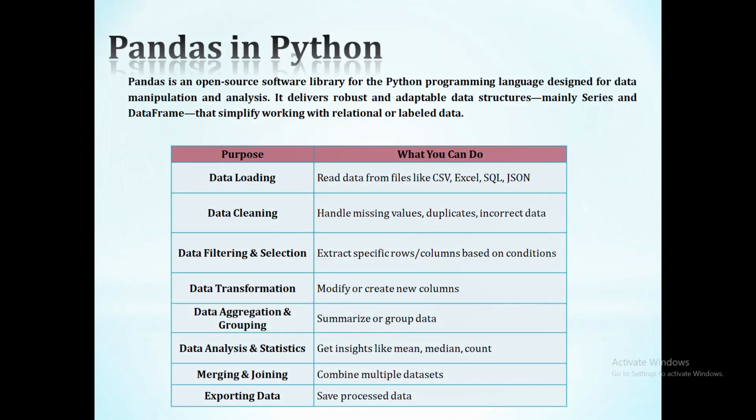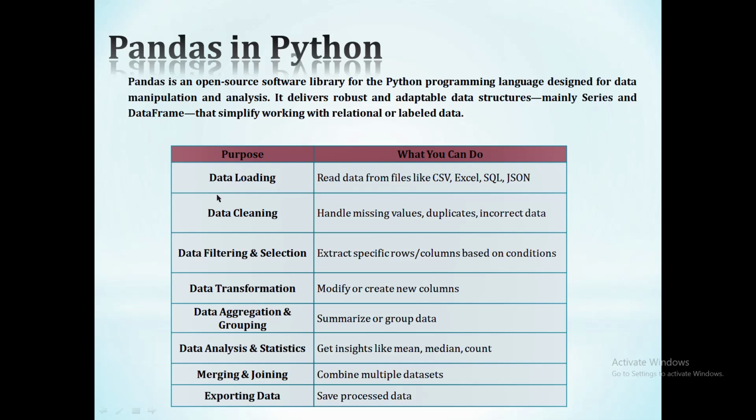So Pandas is an open source Python library providing high performance data manipulation and analysis tools using its powerful data structures. It is readily available. It delivers robust and adaptable data structures, mainly series and data frame, that simplify working with relational or labeled data. The main purpose of Pandas in Python is to do different data manipulations such as load, prepare, manipulate, model, and analysis.